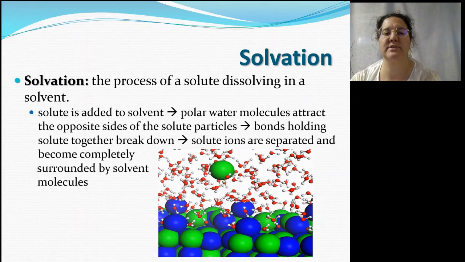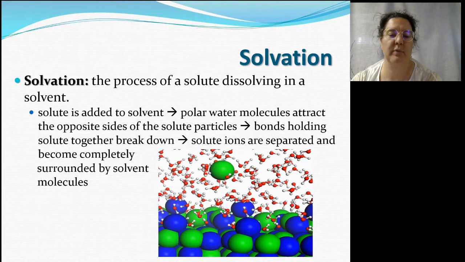Solvation is the process of a solute dissolving in a solvent. So we add that solute to the solvent, like sugar to water. The polar water molecules attract the opposite sides of the solute particles. The bonds holding the solute break down, and then the solute ions are separated and become completely surrounded by the solvent, or water molecules.